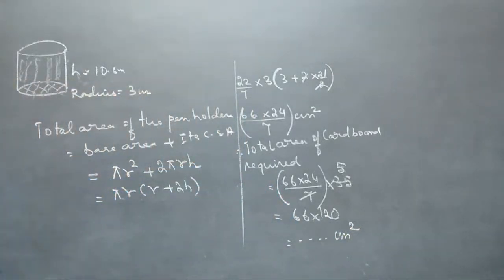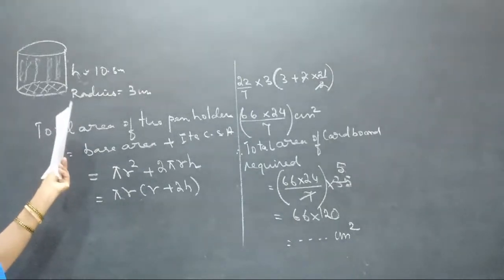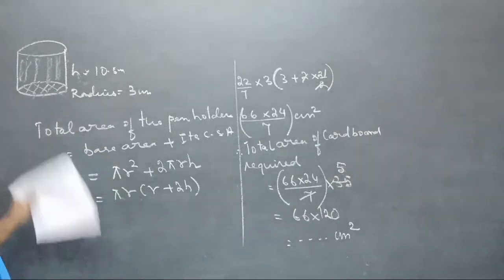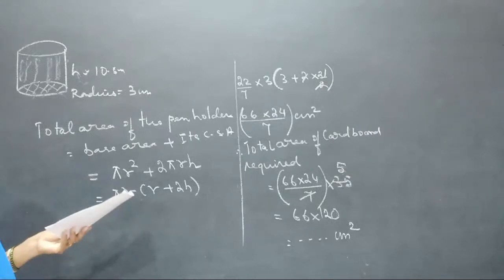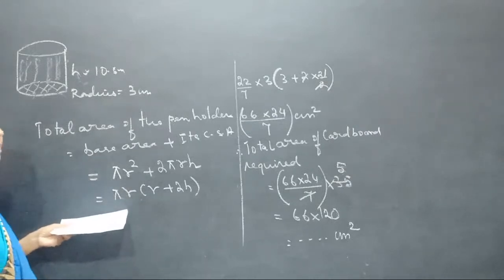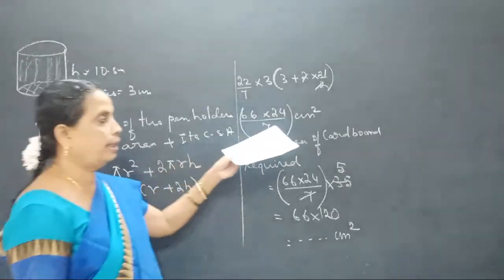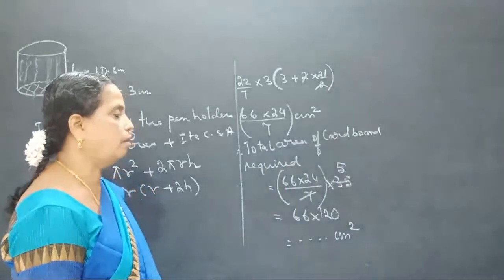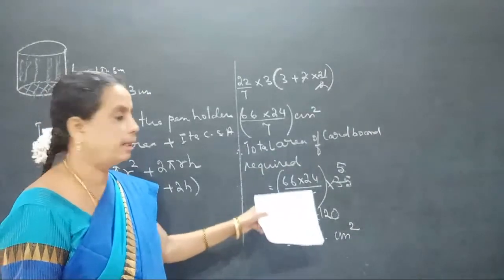Is it clear? First, we have to assume what figure we require. It is a pen holder. Then you should assume it is closed at the bottom, open at the top. Then we have to write its area for one pen holder. Then we calculated into 35, so total area of the cardboard equals area required for one pen holder into 35.